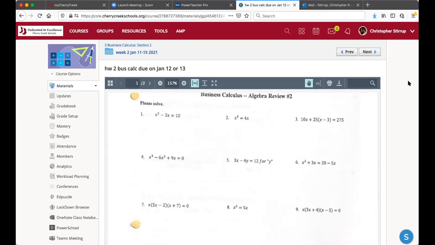Anybody see any you would like me to work out a little bit further? Number 5. Number 5, okay. Is there anything else from those first 9 you'd like to see me work out? Number 7. Got it. Anything else from those first 9?